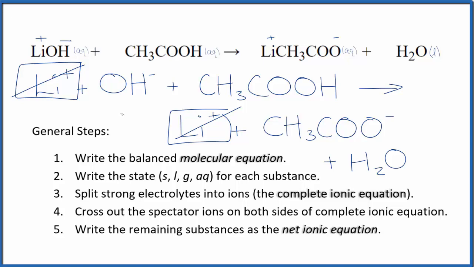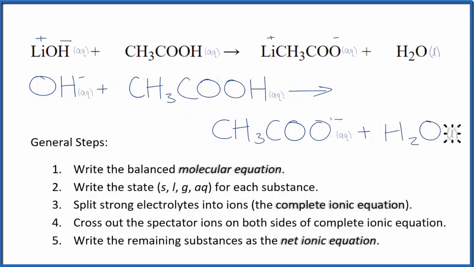We'll have our net ionic equation. So this is the balanced net ionic equation for lithium hydroxide plus acetic acid. So you can see, if you count the atoms up, they're balanced. And if you look at the charge, we have a negative charge over here in the reactants, and we have a negative in the products. That's balanced as well.